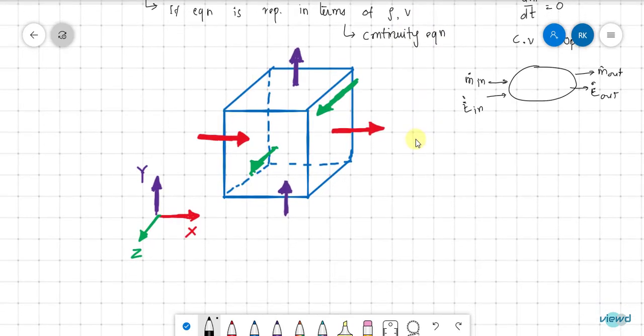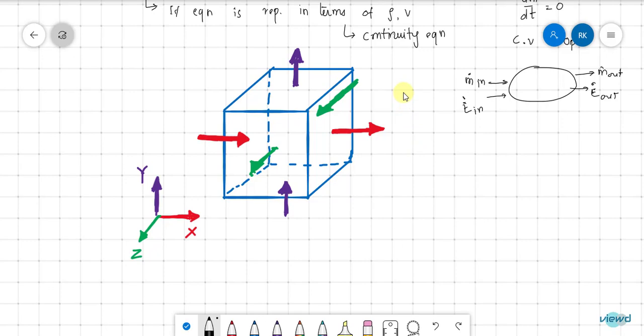So let us derive the continuity equation by using conservation of mass. There is no difference between conservation of mass and continuity equation. Conservation of mass is generally a statement, and continuity equation is the representation of conservation of mass in terms of density and velocity. That's it.